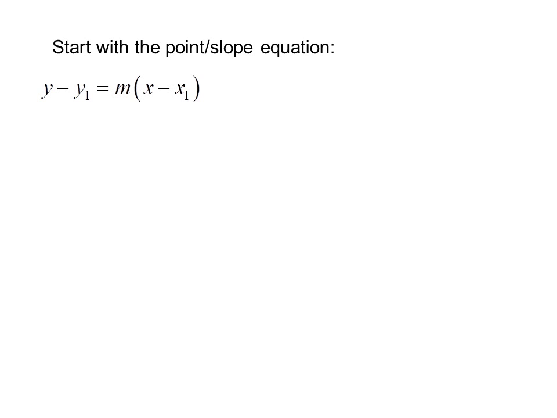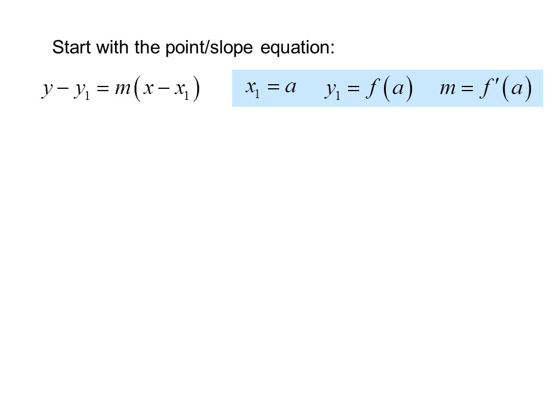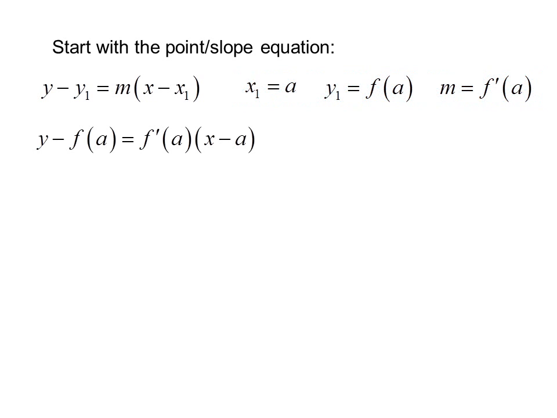Start with a point-slope equation, y minus y1 equals m times x minus x1. We let x1 equal a, y1 equals f of a, and m, which is the slope, equal the first derivative, f prime of a. Now the equation becomes y minus f of a equals f prime of a times x minus a. If we add f of a to both sides, we get y equals f of a plus f prime of a times x minus a.